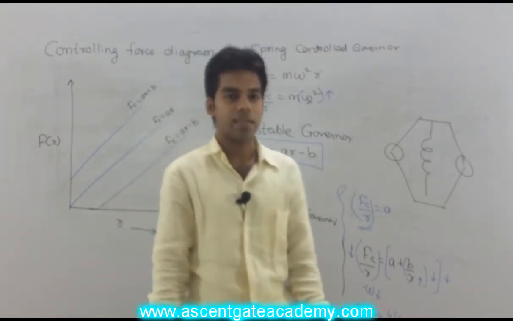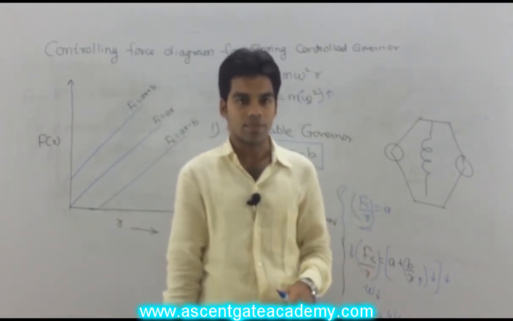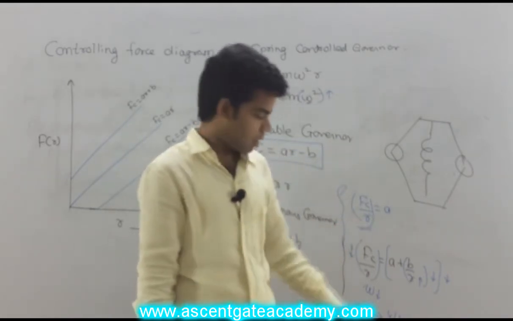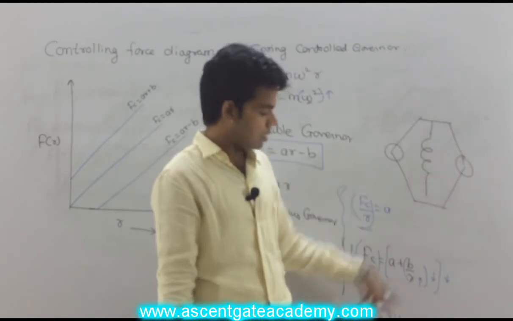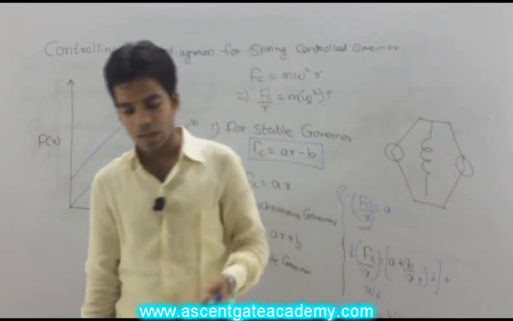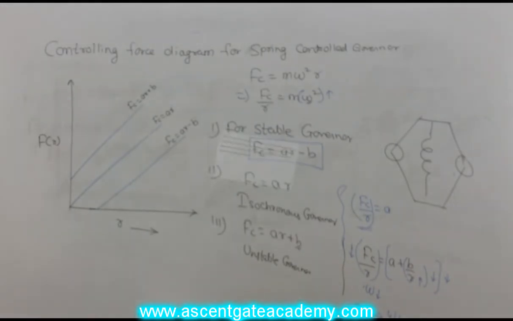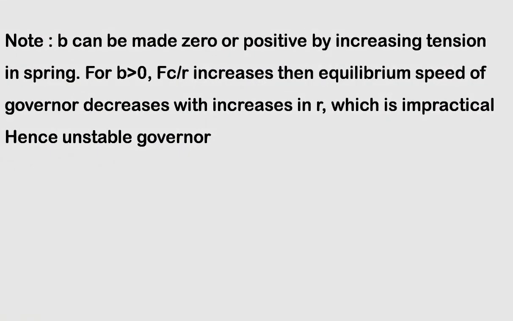When omega is decreasing, the R should decrease. When omega is increasing, the R should increase. Then it is a stable governor. Here, if the omega is decreasing, the R is increasing. That's why this is the unstable governor. Getting this or not? Okay, so write down a note: B can be made 0 or positive by increasing tension in the spring.